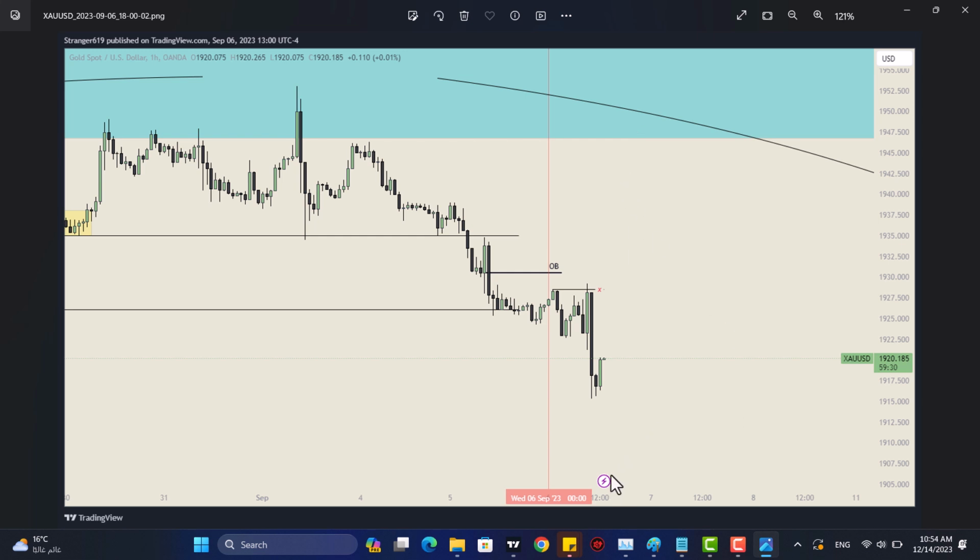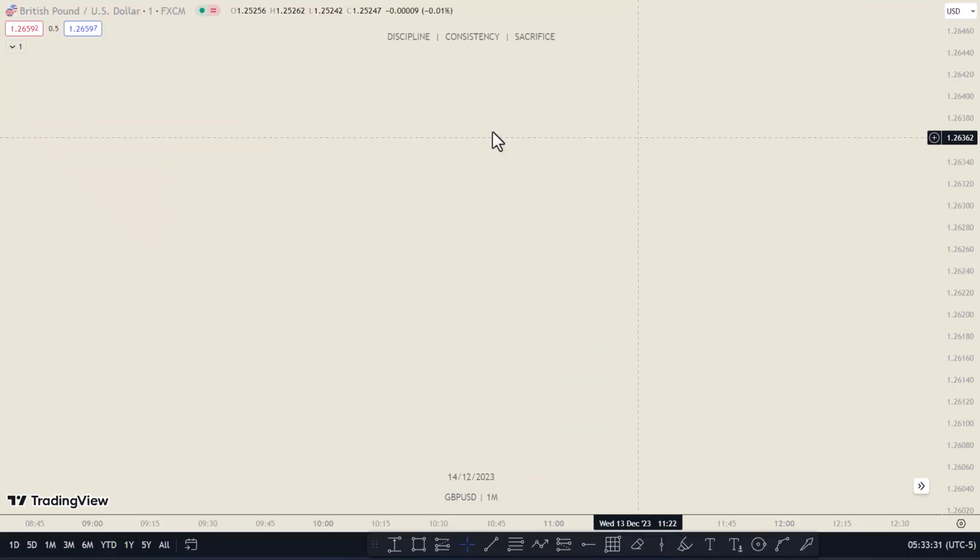And now let's move on to another scenario. And now moving on to the third scenario, which is the SMT. This is quite simple. Let's say, for example, we have EURUSD and GBPUSD. So EU and GU. They are both correlated, right? So they move the same way.